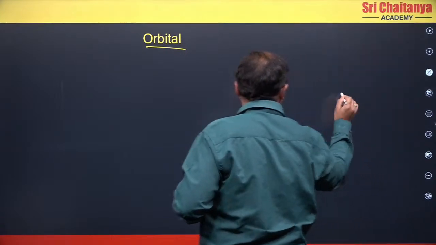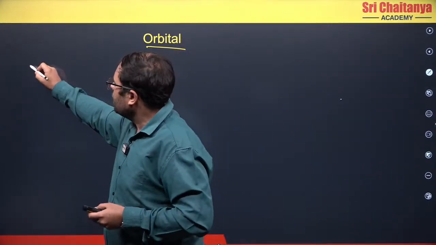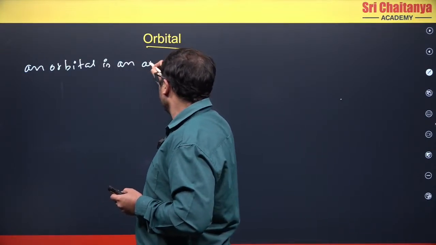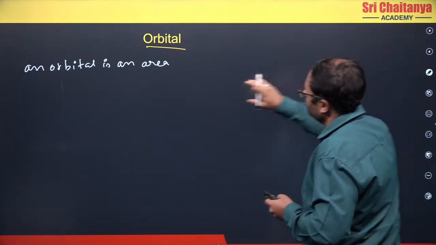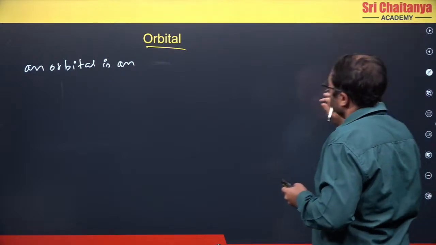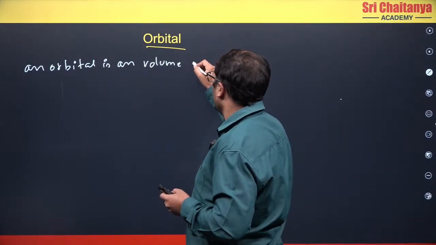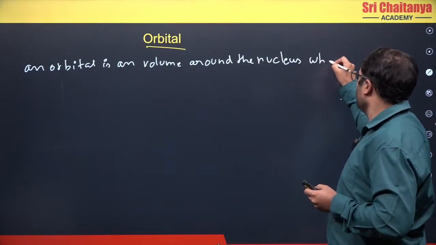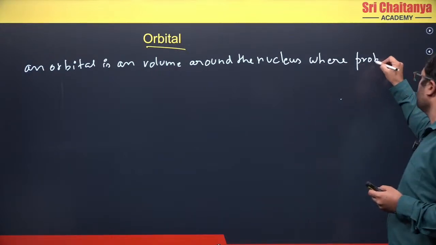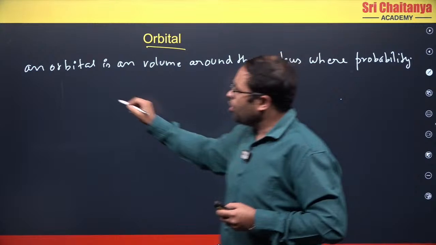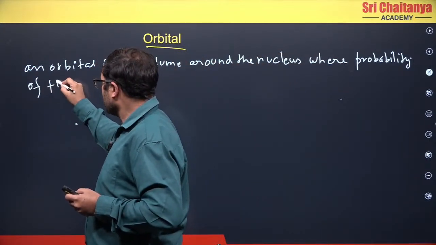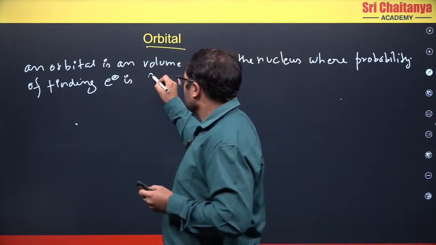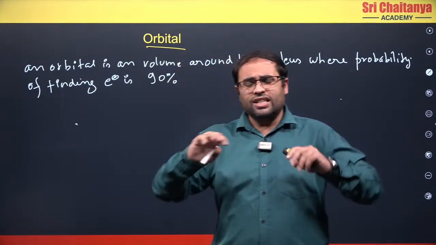So what is an orbital? An orbital is an area, or not area, I should say volume, around the nucleus where the probability of finding an electron is, according to NCERT, 90%. So it is just space or area.